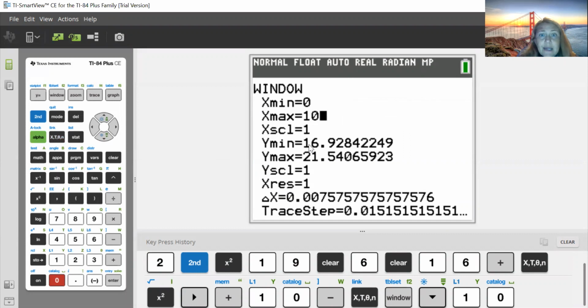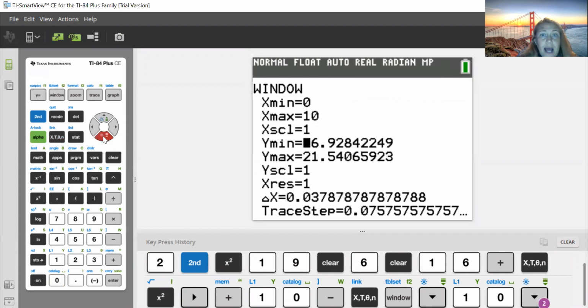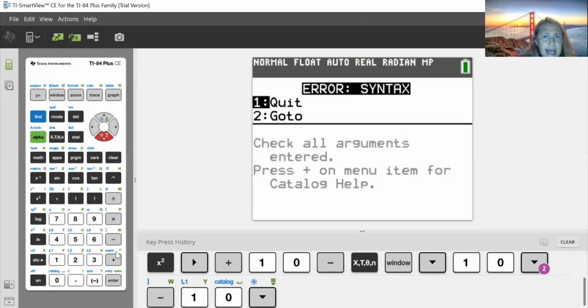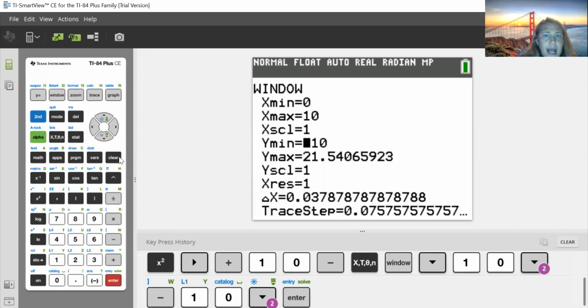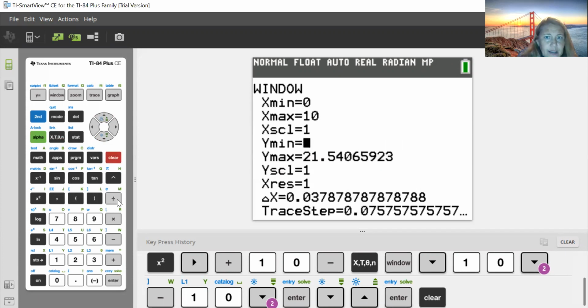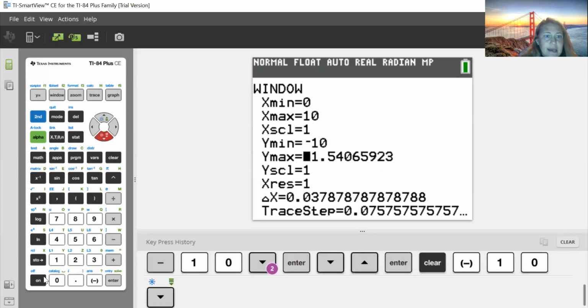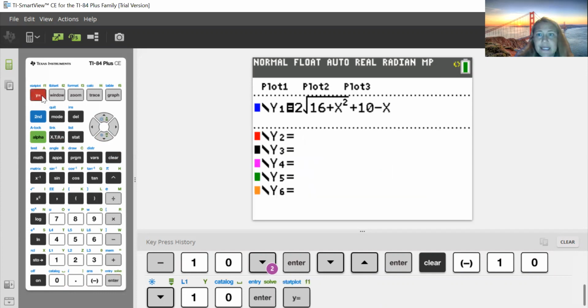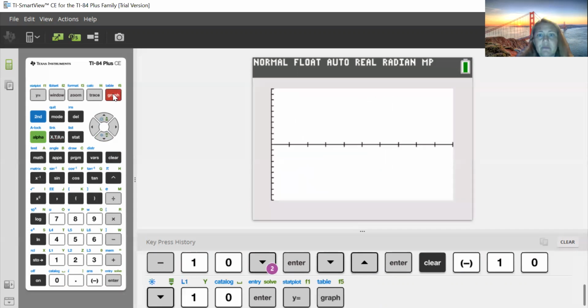Normally, if I were in my standard window, my Y min would be set at -10, and my Y max would be set at 10. That's what's normal. I try to just leave my calculator in the standard window unless I realize that's not going to work. Okay, so look at the graph, right?